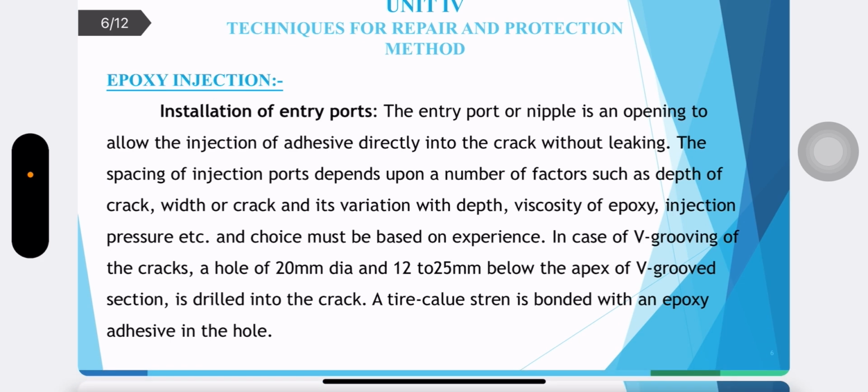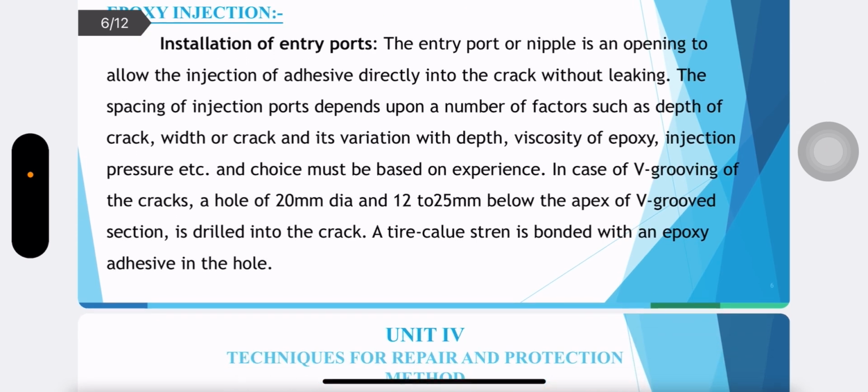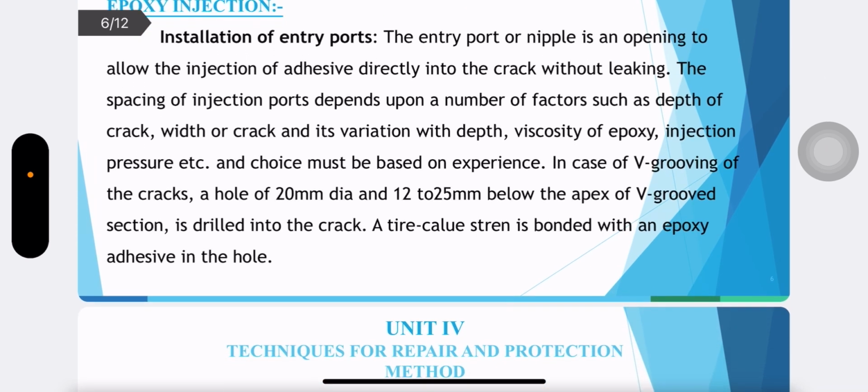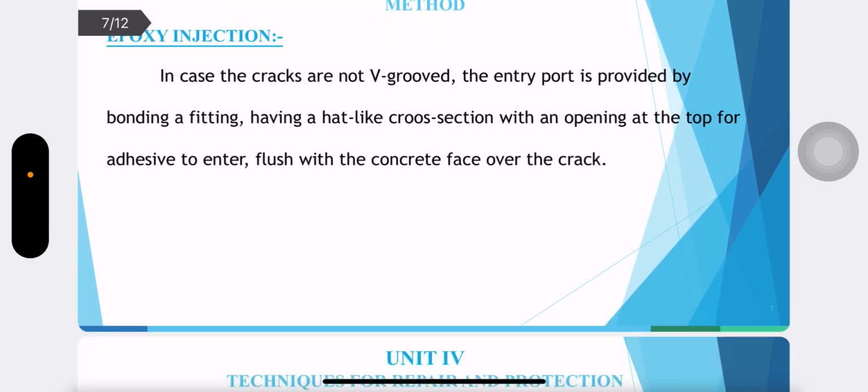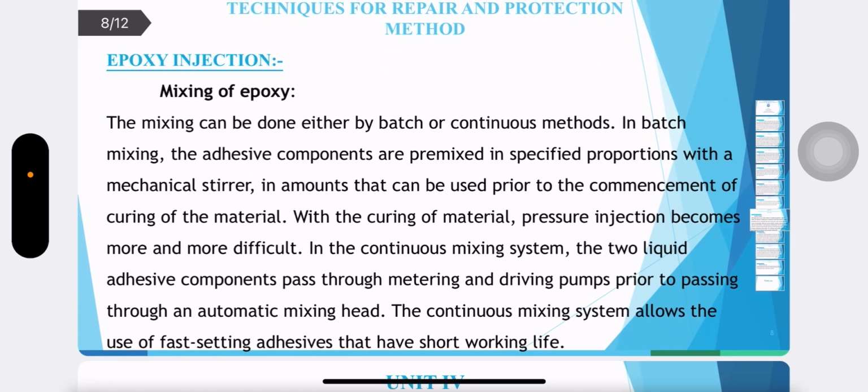And installation of entry ports. The entry port or nipple is an opening to allow injection of adhesive directly into the crack without leaking. In case the cracks are not V-grooved, the entry port is provided by bonding a fitting having a hat-like cross section with an opening at the top for injection of epoxy.